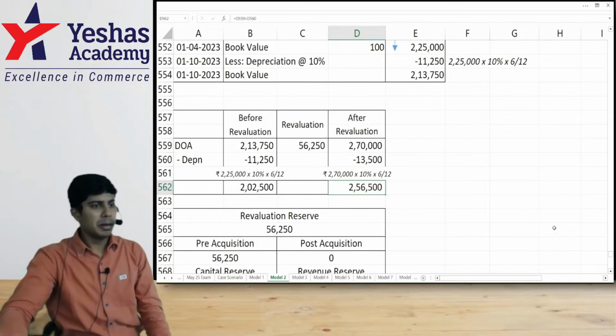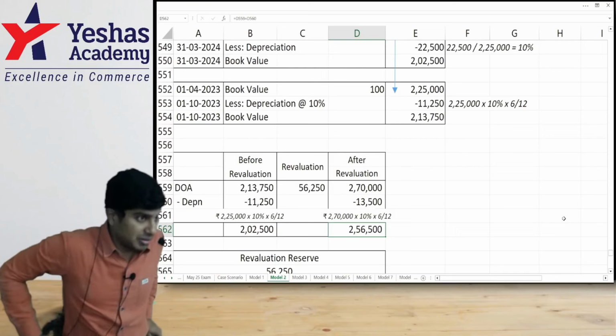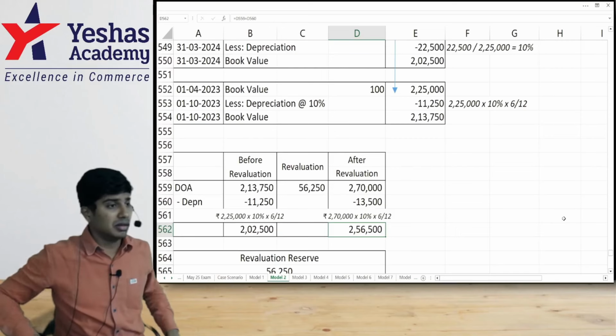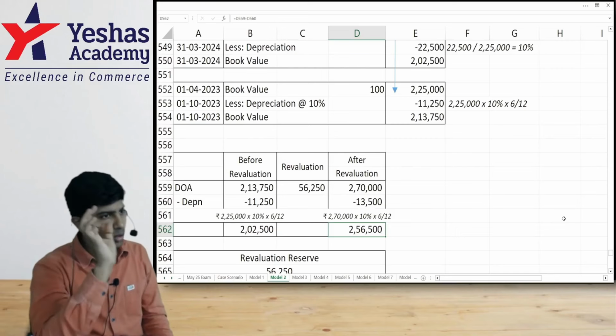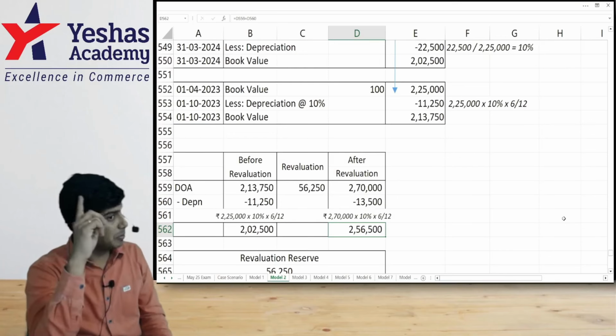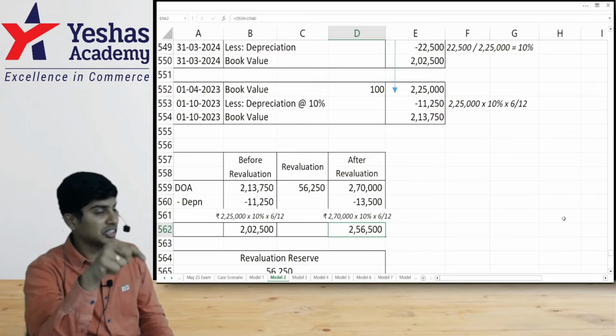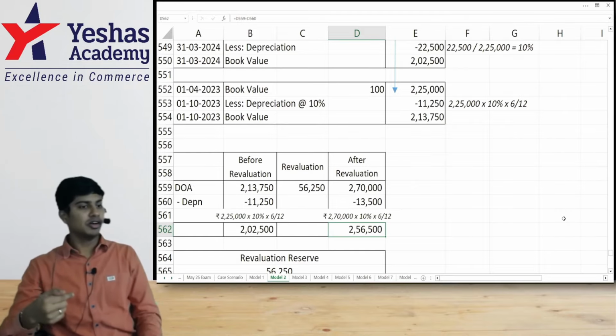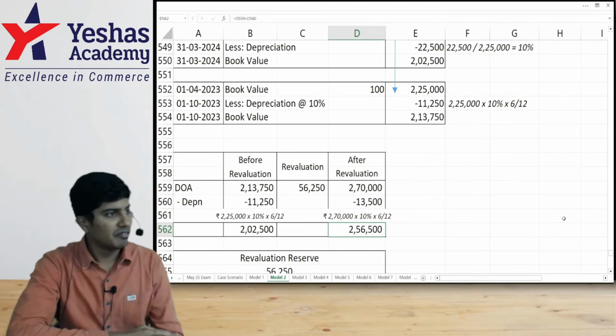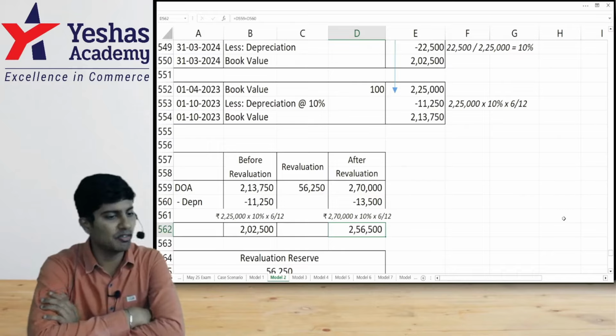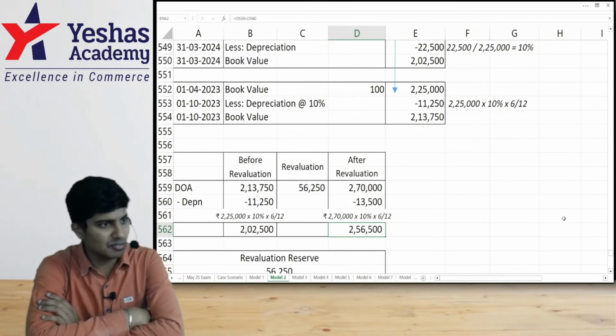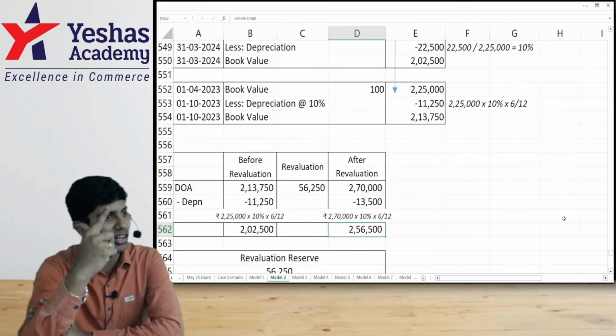I repeat, plant and machinery of the subsidiary Gamma Theta was how much? 2 lakh 25. That is at the beginning of the year. When did we acquire? 1st of October. Depreciated till 1st of October. How much? 11,250. When you depreciate till 1st of October 11,250, what do we get? 2,13,750. Then we do upward revaluation.